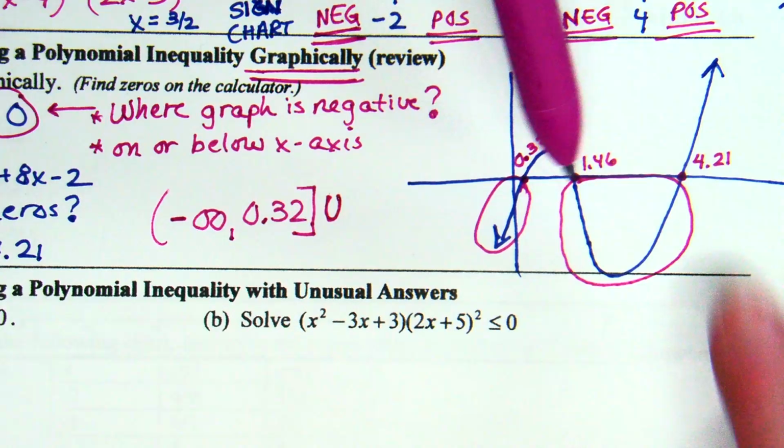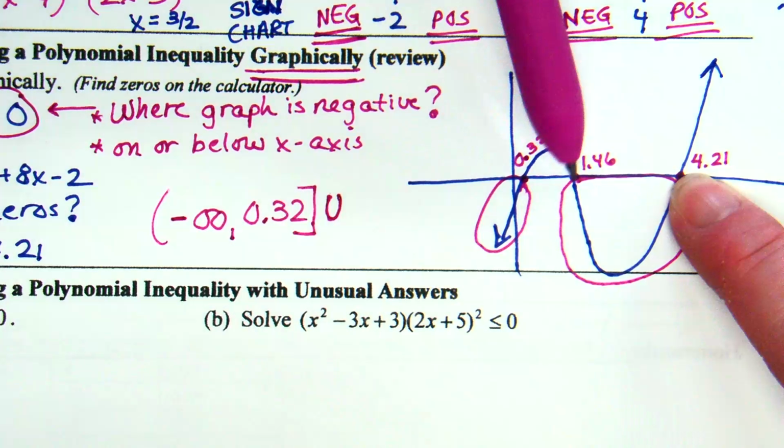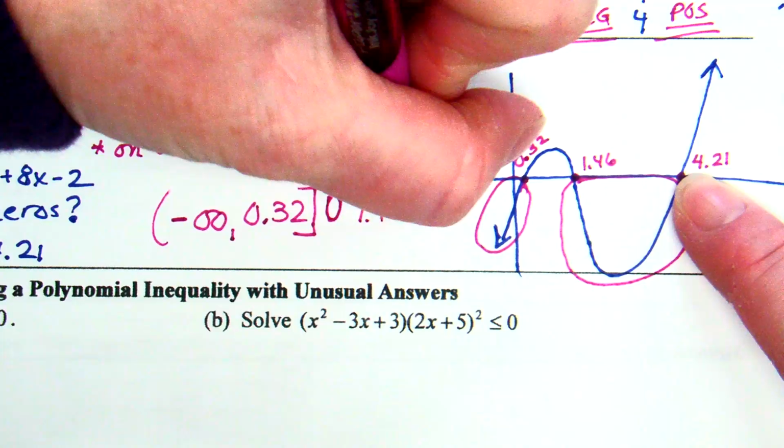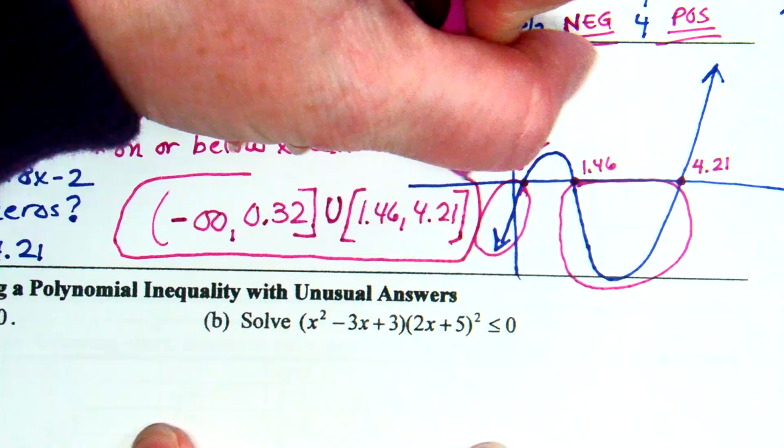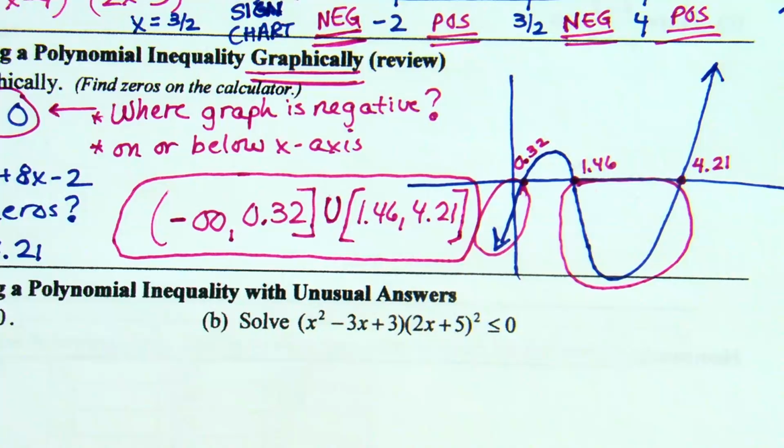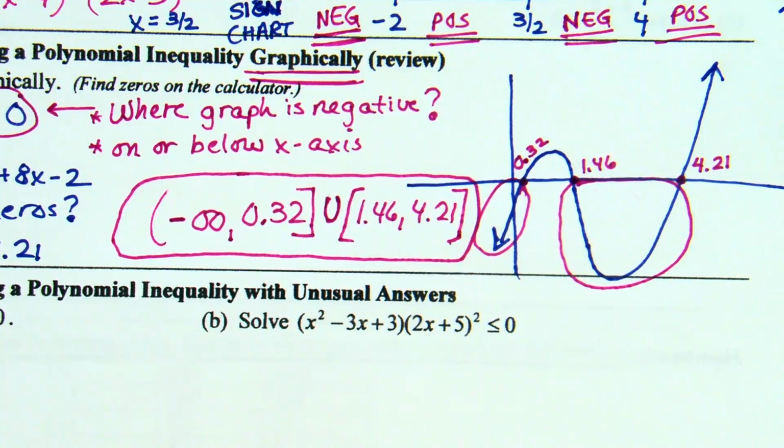What's this other negative interval? 1.46 to 4.21. And 1.46 and 4.21 are also going to use brackets for the same reason. Okay? For the same reasons. Because it said less than or equal to. If it had just said less than and not less than or equal to, we would go back and use the parentheses.